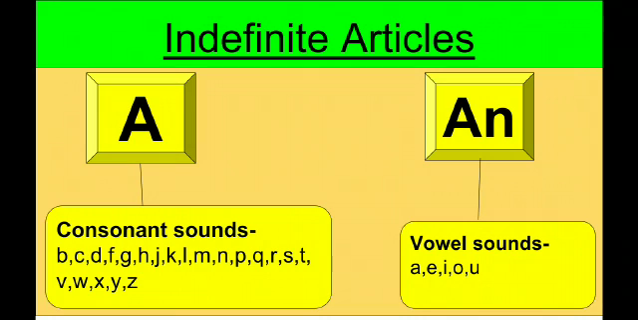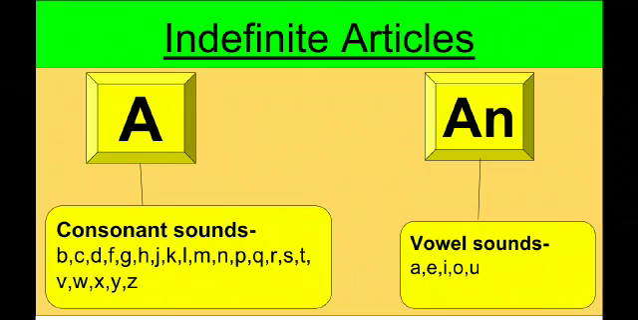Okay, now let's know about the indefinite articles a and an and their specific rules. Means when we will use a and when an. Now a is used before a noun which starts with a consonant sound, and an is used before a noun which starts with a vowel sound.